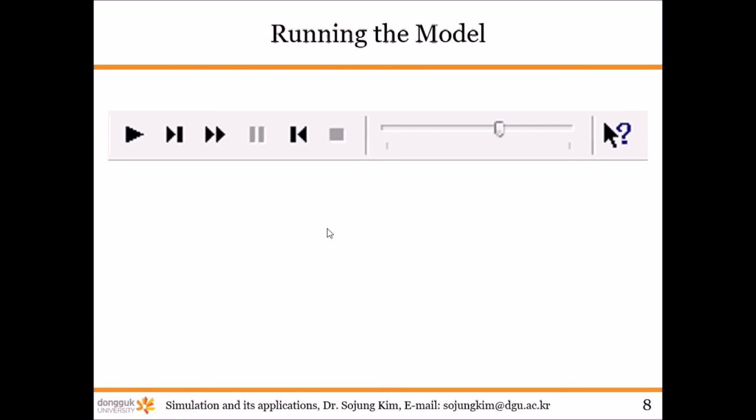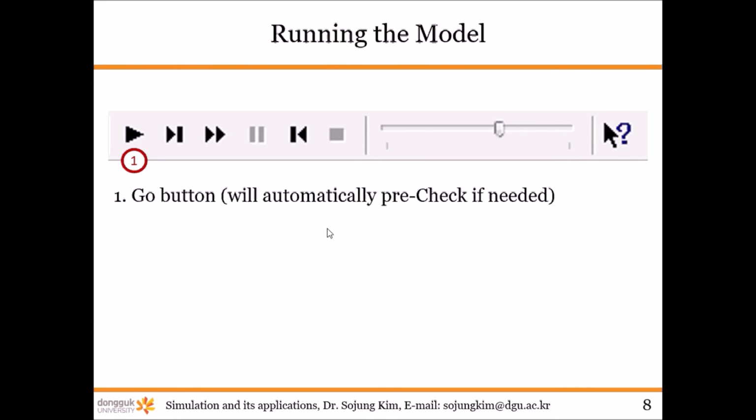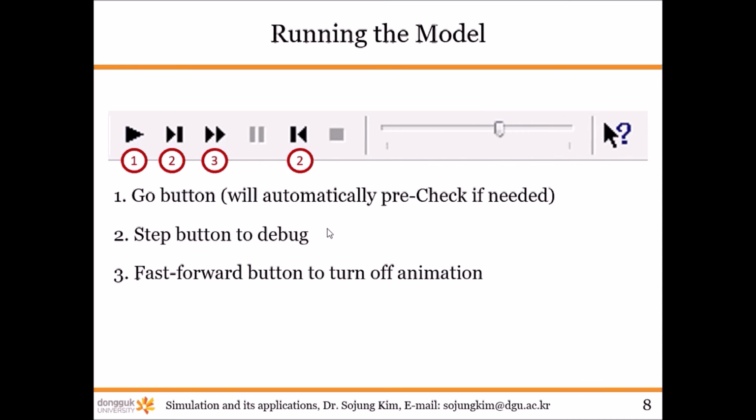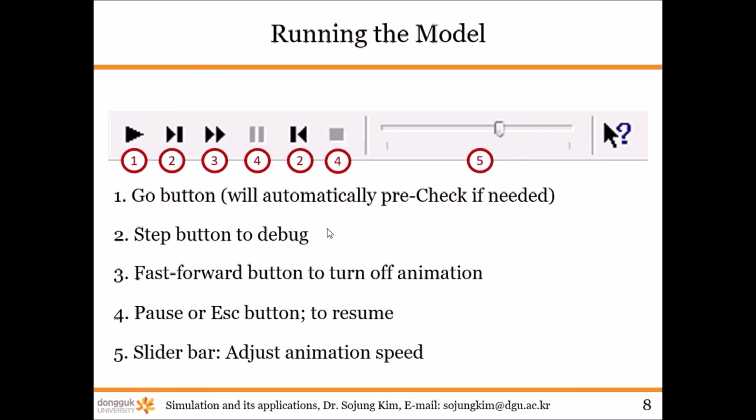And there are simulation learning tools. One is the go button in the toolbar. You can find this button in the toolbar. Then we also have a step button to debug, and a fast forward button to turn off the animation. Also, you have pause and escape buttons. We also have a slider bar to adjust the animation speed. Previously, I already used the slider bar to slow down the simulation model.